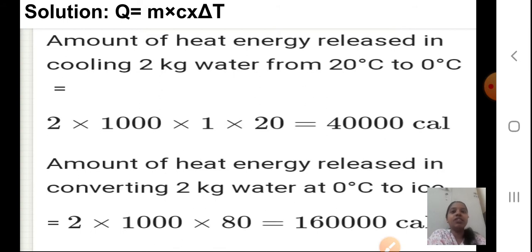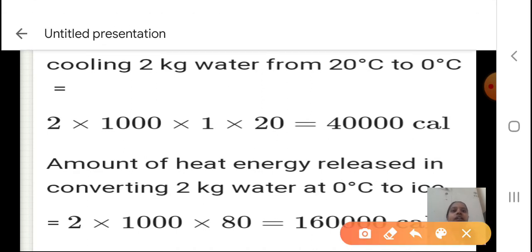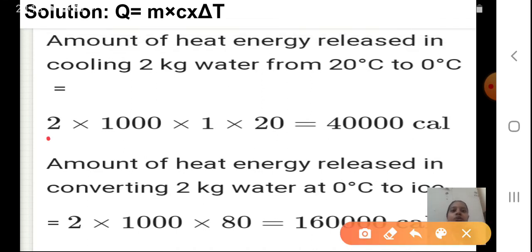So some heat energy will be released while cooling this. How will I calculate that? Using the formula, it will become 2 into 1000, because we have converted it into grams. Multiply by 1, which is the C value of water.